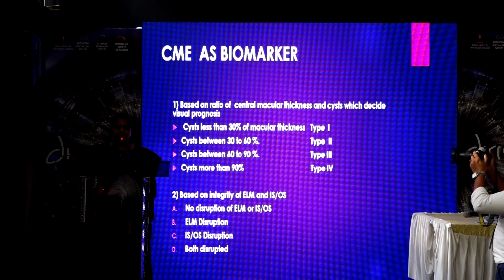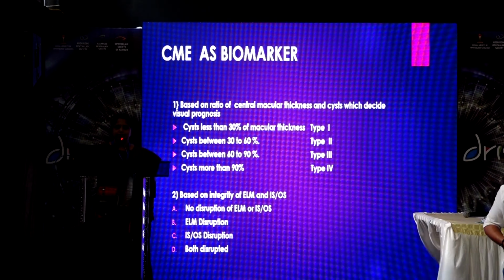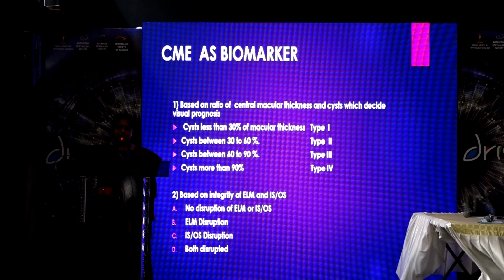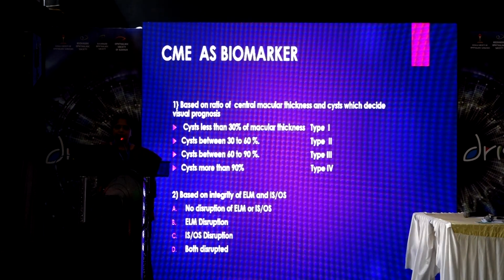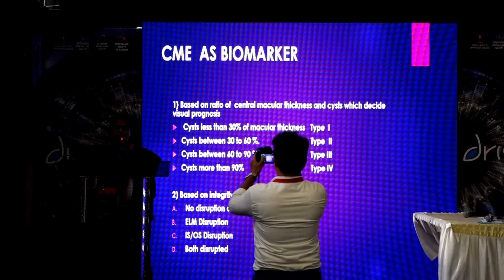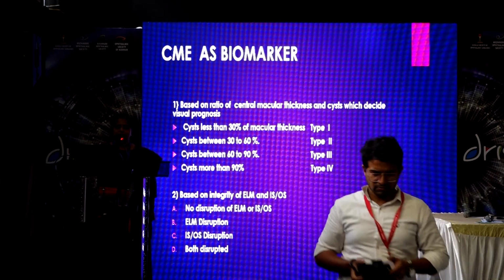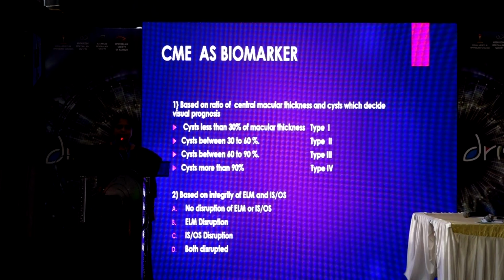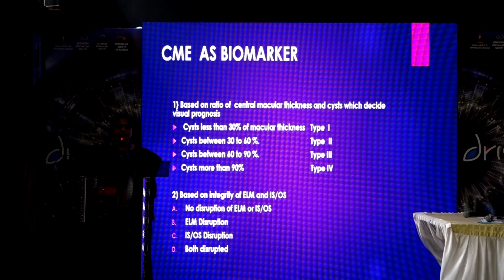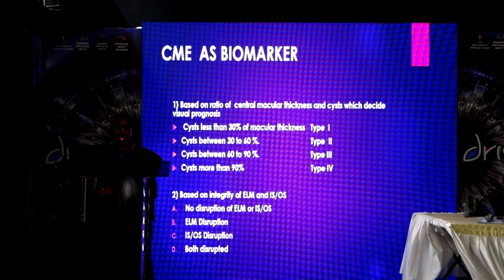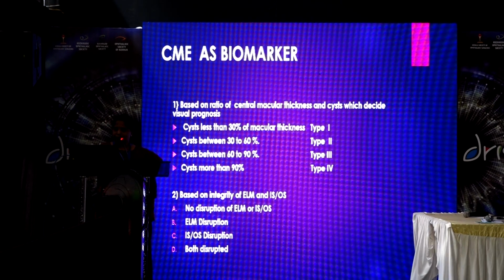And one more classification, based on different studies, is that the ratio of the cyst to central macular thickness indicates the visual prognosis. If the cysts are occupying more than 90% of central macular thickness, that is a poor prognosis. We call it type 4 disease. Along with that, you have to assess the integrity of the outer retinal layers, that is, the external limiting membrane and the ISOS. If both are disrupted, it is grade D disease. If there is no disruption, it is grade A disease.